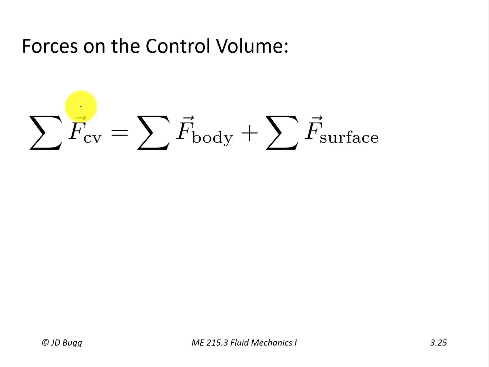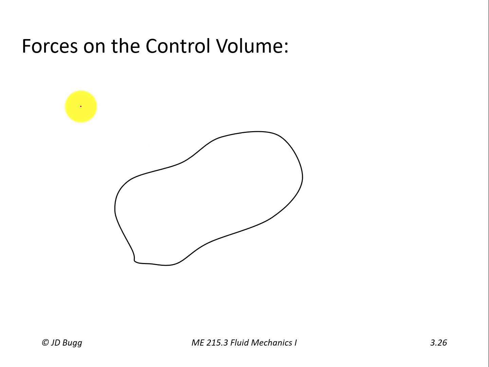Now further, we can break these surface forces down based on their direction. We can exert a force normal to the surface, or we can exert a force tangential to the surface. So we're going to take all of our surface forces, break them down into normal and tangential forces. So let's take a look at a possible control volume here. And again, the shape of the control volume is arbitrary at this point.